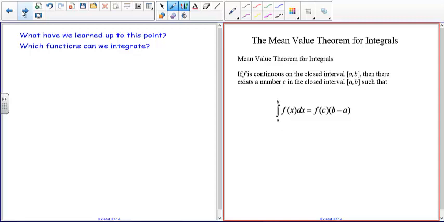Before we finish this section, we've got two things to talk about. There's what's called the mean value theorem for integrals. So I'll read it and then we'll discuss it. The mean value theorem for integrals says if f is a continuous function on a closed interval from a to b, then there exists a number c in the closed interval a to b such that the integral from a to b of f of x dx equals f of c times b minus a.